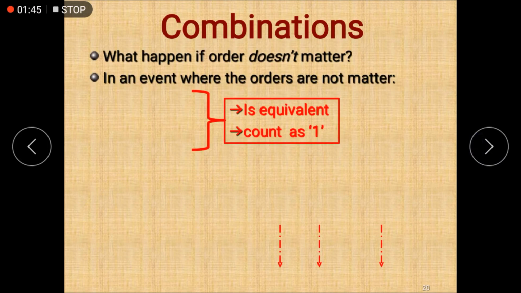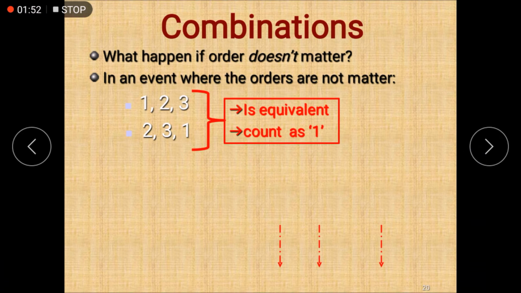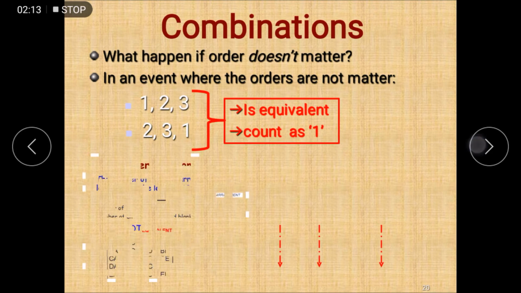So let us see what happens when the order doesn't matter. If we see the example that I used last time for permutation, 1 2 3 and 3 2 1 will be counted as one because the order doesn't matter. It means it doesn't matter where the 2, the 3 or the 1 is arranged, as long as they are being selected. So they are the same.